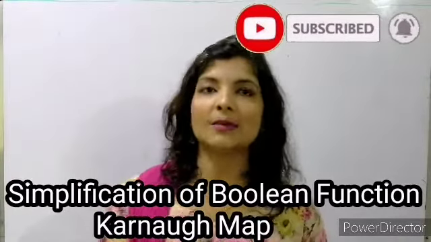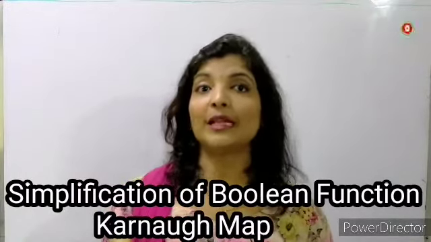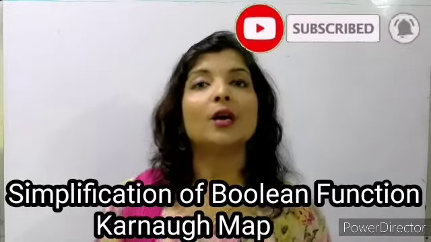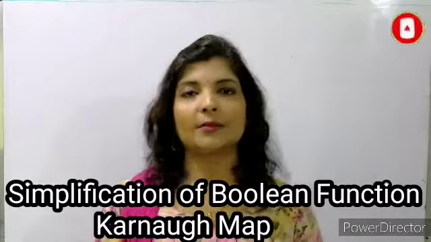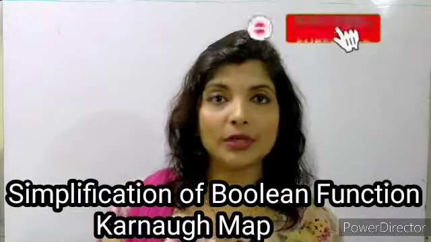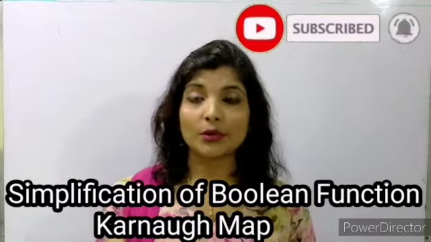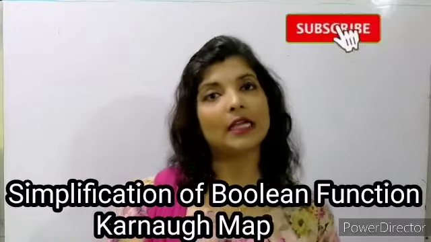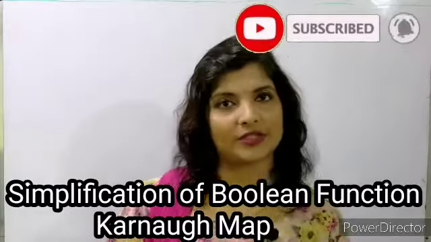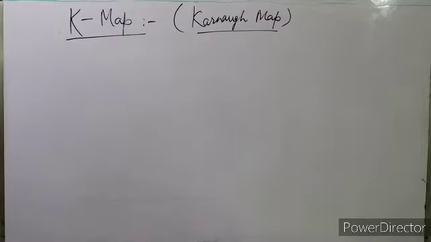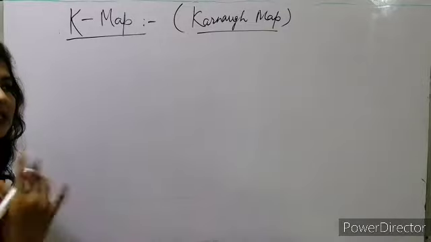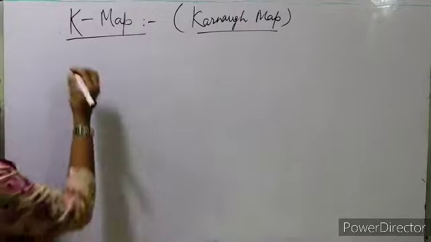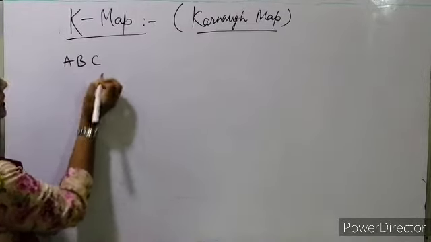A K-map is a pictorial method used to minimize Boolean functions, Boolean expression without using Boolean algebra theorems. So here we'll not use Boolean algebra theorems, and without using them we'll minimize, we'll simplify the Boolean functions, Boolean expressions. First of all we'll take one example, then you will better understand. So we'll take example of three variables, like we have A, B, C.